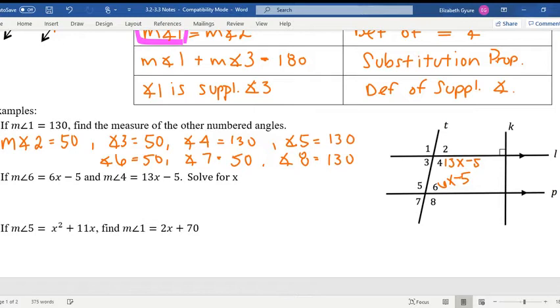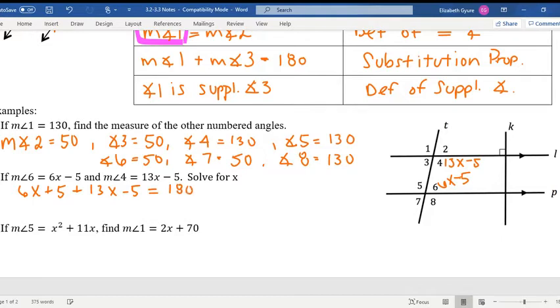With something like this, you need to determine the angle relationship and then figure out an appropriate equation to set up. So what angle relationship would 4 and 6 have? Sydney? Yes, these would be same side interior angles, which makes them supplementary. So what would be an appropriate equation to write for these? Nick? Very good. Add them up, set them equal to 180. 6x plus 5 plus 13x minus 5 equals 180.